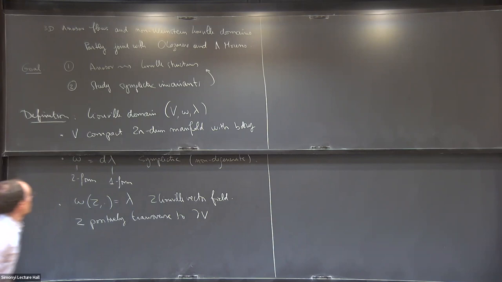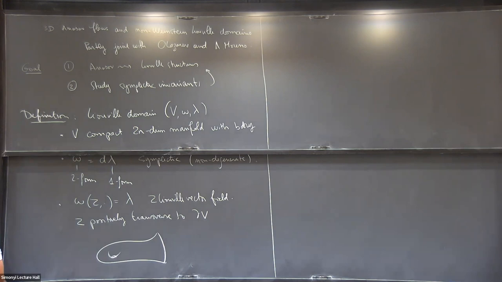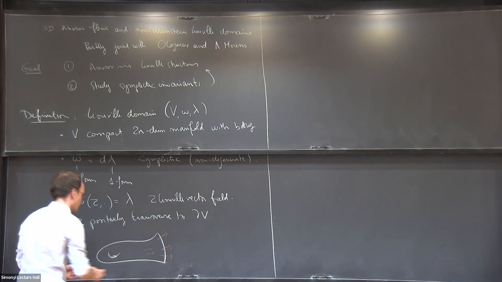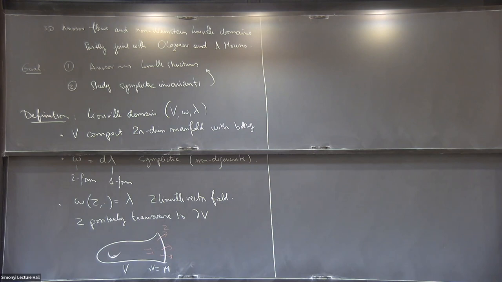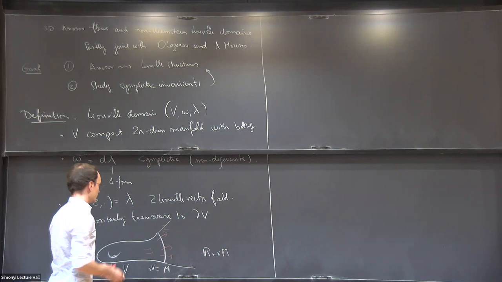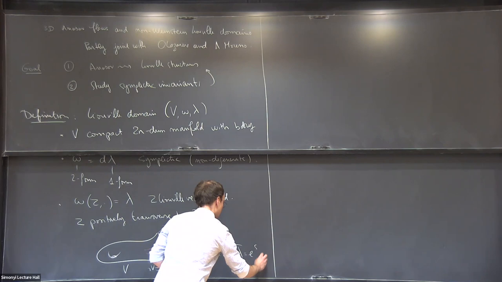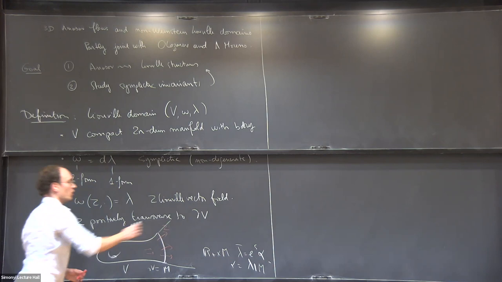Here the symplectic form induces a volume form, so an orientation on V, and I mean positively transverse with respect to this orientation. The canonical picture to draw is the following, where this is my V, the boundary is usually denoted by M, and this is my Liouville vector field pointing outward. Once we have that, there is a way to complete this manifold by adding something that looks like R plus cross M, and the extension of the Liouville form lambda is going to be e to the s times alpha, where alpha is the restriction of lambda to the boundary. This is essentially a symplectization of the contact manifold M with contact form alpha.